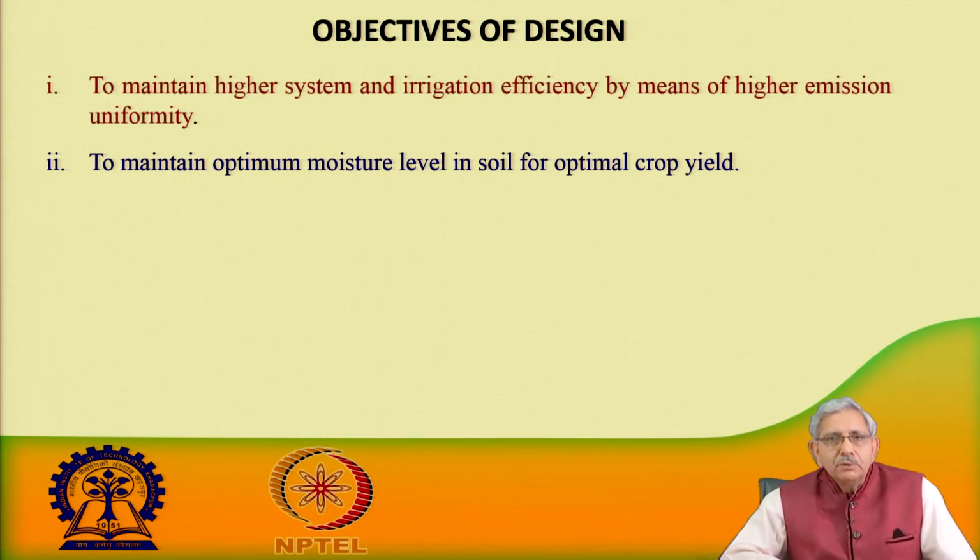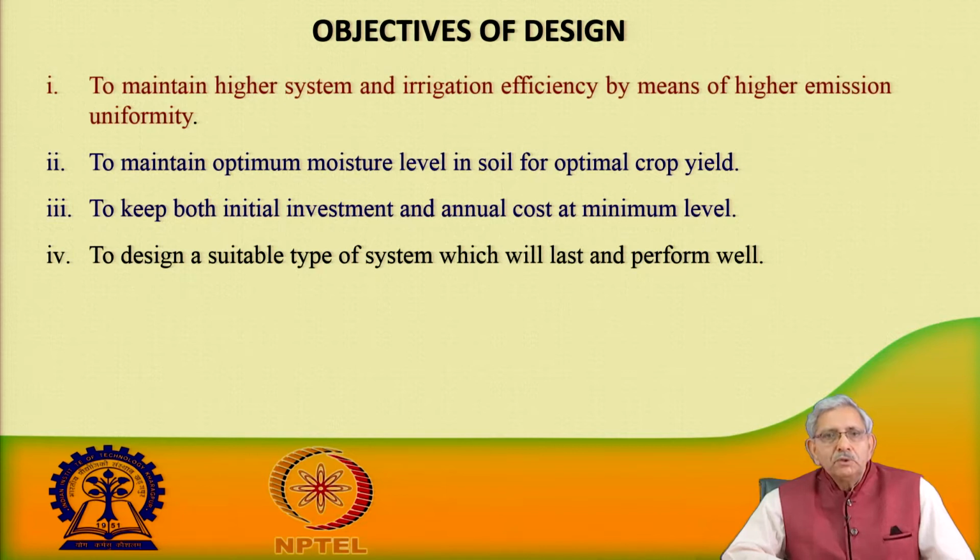Our aim is to maintain optimum soil moisture level for optimal crop yield. So, it should not over irrigate, it should not under irrigate. So, moisture content is a very important parameter which will help for the plant growth, and ultimately it will result in getting the high crop yield.